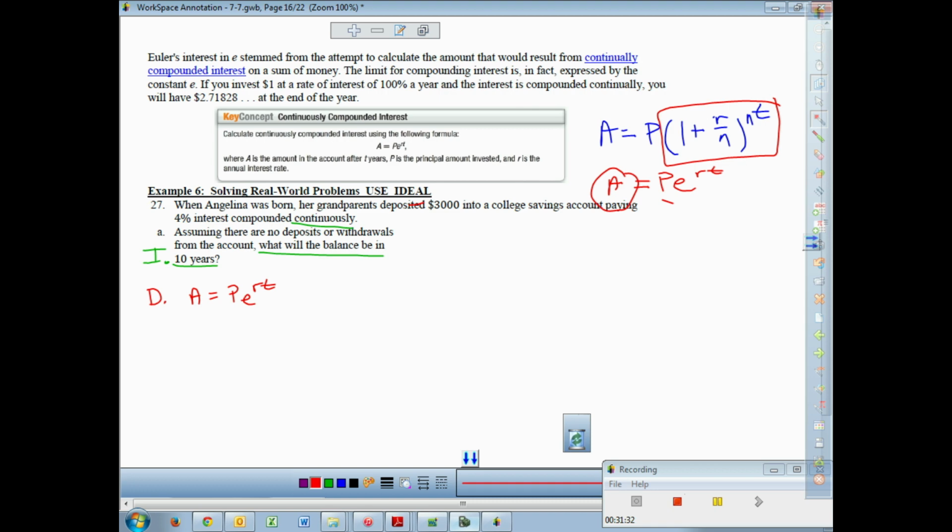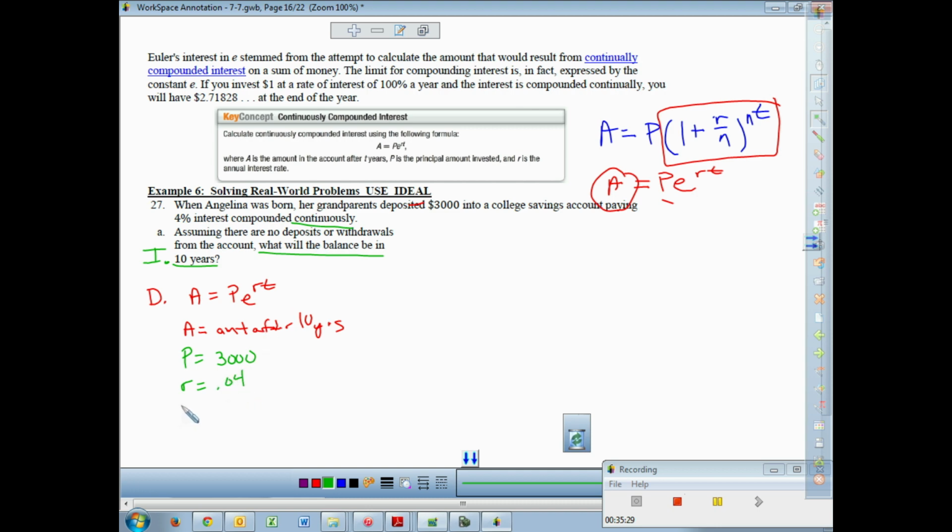First of all, do we know the amount she will have after this situation? Do we know it? So A, we will call the amount after 10 years. That's what A is, the amount after 10 years. So A is the thing we're not sure about. We better know everything else in this formula. P is the principal. What's our principal? So P is 3,000. Isn't that the starting amount that we had? E. You don't define E. Everybody knows E is just a number. What's the rate? What's the rate as a decimal? 0.04.